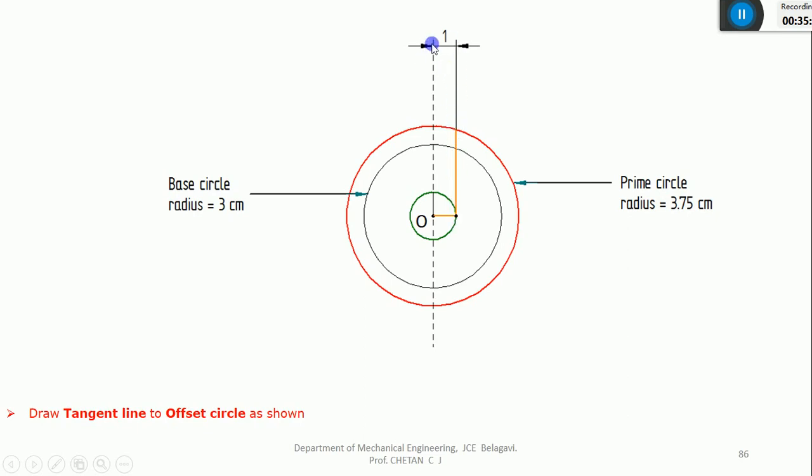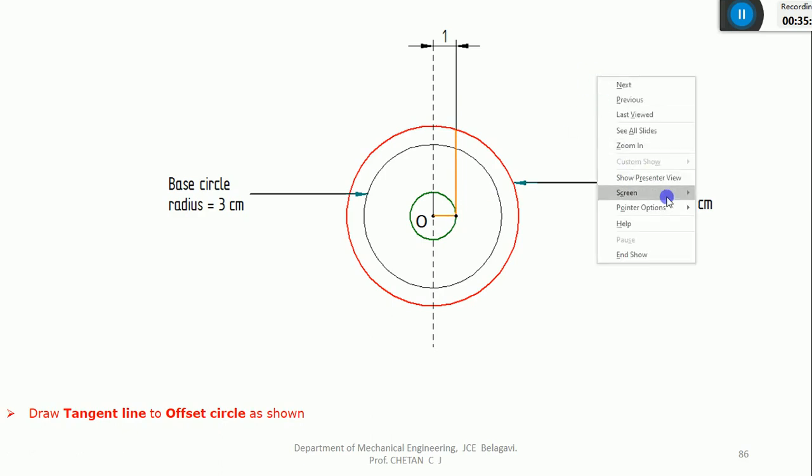You can see this, the dotted line is nothing but the axis of the cam, and this line is nothing but the axis of the follower. So this is the axis of the cam, and this is the axis of the follower. And you can see they are separated by 1 centimeter because you have taken the radius as 1 centimeter. That's why you get offset by 1 centimeter. And at this point, you can see this follower axis will intersect the prime circle at this point. I'll take this point as A.